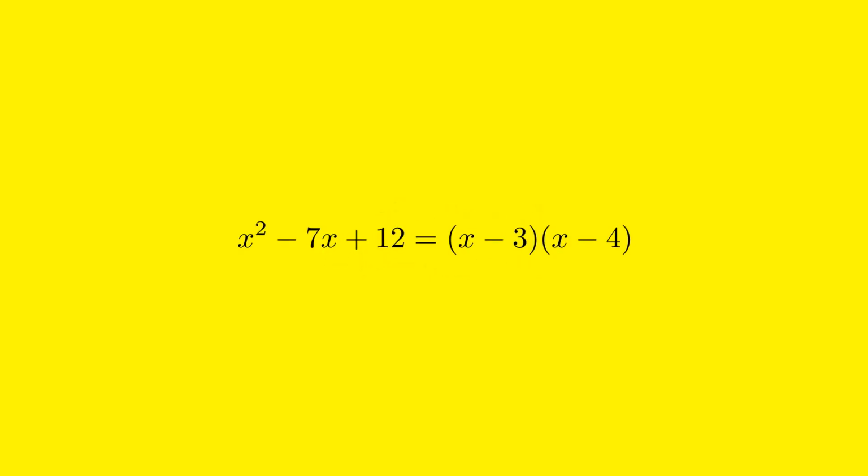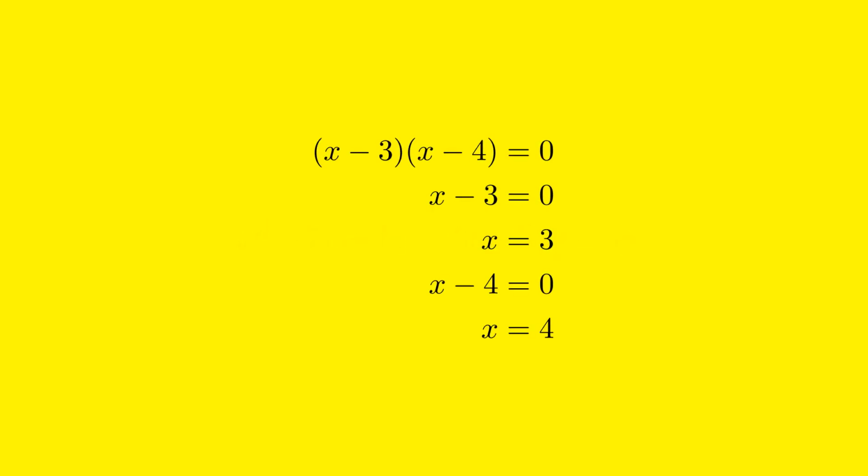Next, we find the two numbers that multiply to 12 and add up to minus 7. These numbers are minus 3 and minus 4 because minus 3 times minus 4 equals 12 and minus 3 plus minus 4 equals minus 7. Now, we can rewrite the quadratic expression x squared minus 7x plus 12 as x minus 3 times x minus 4.